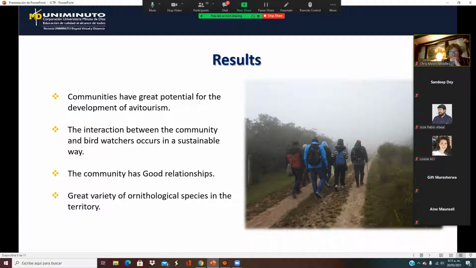The interaction between the community and the bird watcher occurs in a sustainable way. For example, in the picture that you see in the slide, there are six people: one guide and five tourists. It is important because each tourist can pay, for example, $200, and with one guide that is $1,000, which is a lot of money.